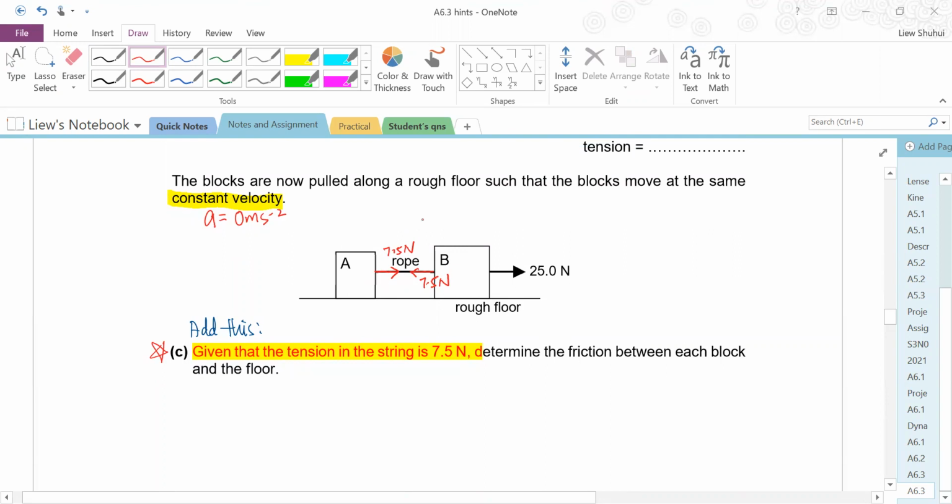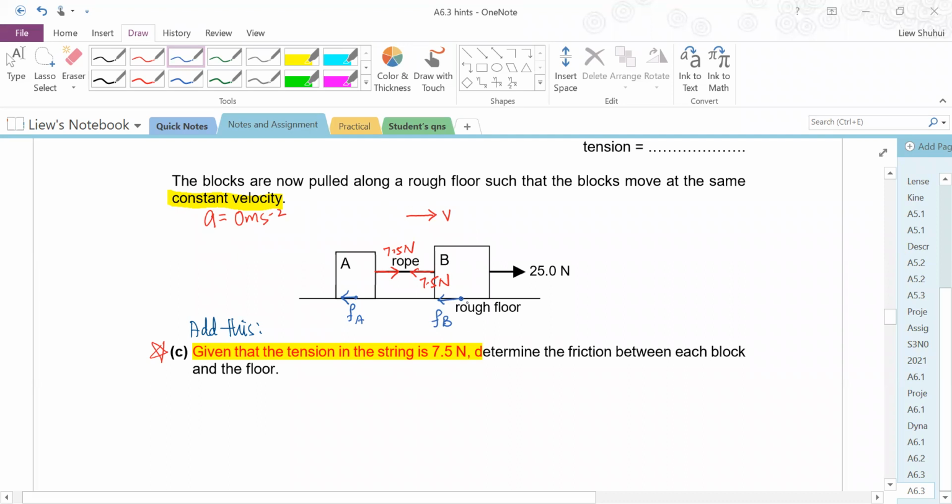Now, because they are moving on a rough floor with a constant velocity towards the right hand side, each of them will experience a friction. Which direction is the friction pointing? Friction should point left, leftward for each of them. I'm just going to call this FA, friction by rough floor on A. I'm going to call this FB, friction by the rough floor on B.